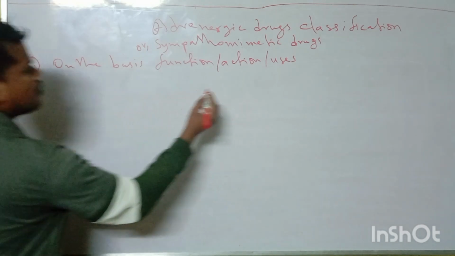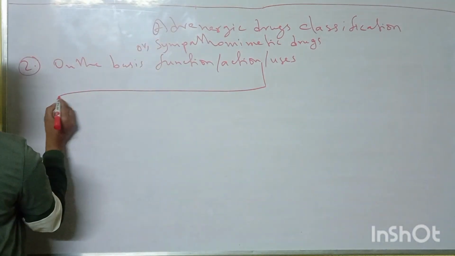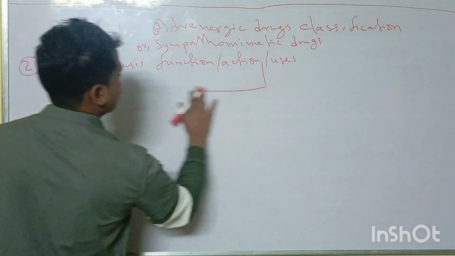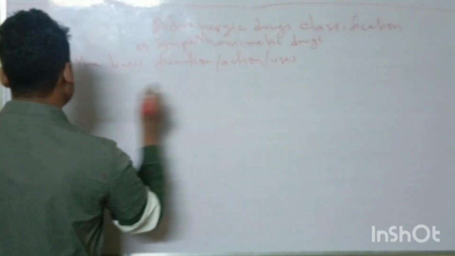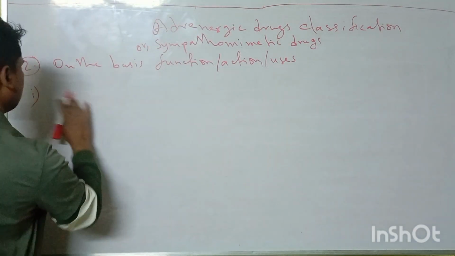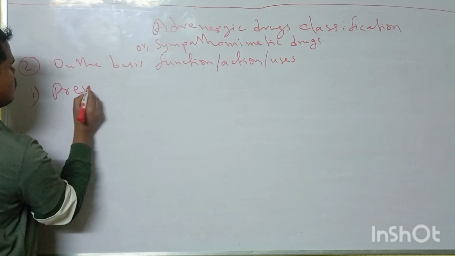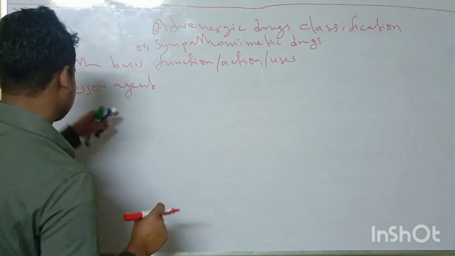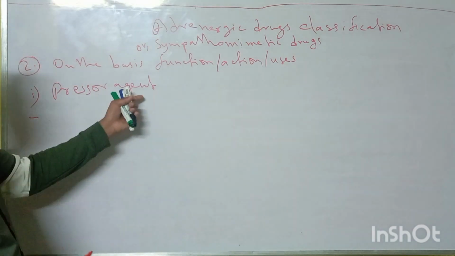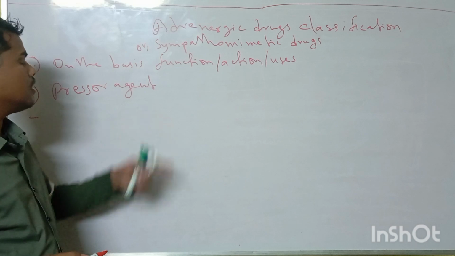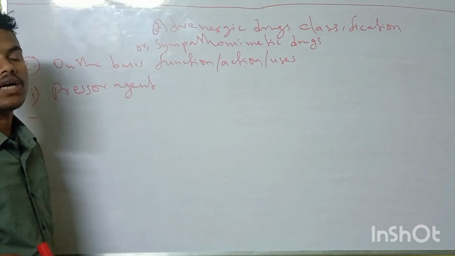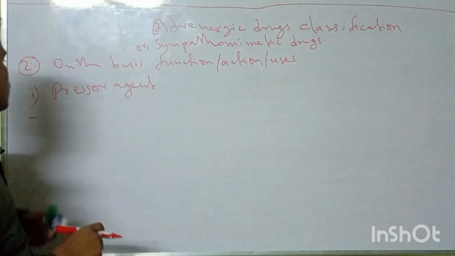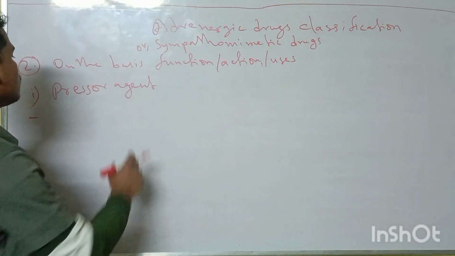For example, let us see here. I am writing now with numbering. For example, pressure agent. Name suggests it is used in hypotension or cardiac arrest, that will elevate the pressure, and some other uses also.